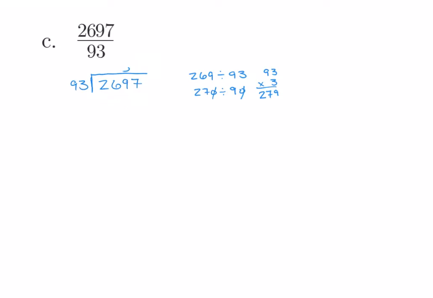I want to back it up. Instead of 3, I want to go with 2. So if we go ahead and multiply 93 times 2, we get 2 times 3 is 6. 2 times 9 is 18. We get 186. We go ahead and subtract. We get 9 minus 6 is 3. 26 minus 18 is 8. We bring down our 7.